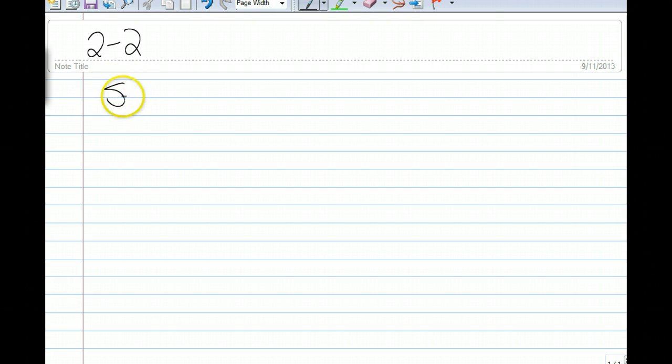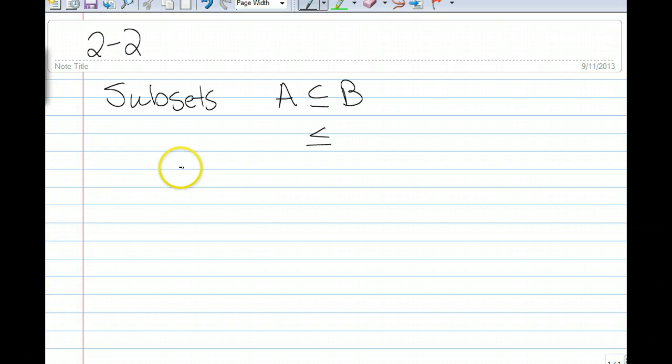The first thing you need to write down about subsets is the notation. It looks something like this: set A is a subset of B. It looks like a capital U on its side, like it fell over, and it has a little equal sign underneath it. It's similar to less than or equal. And this reads like the following.